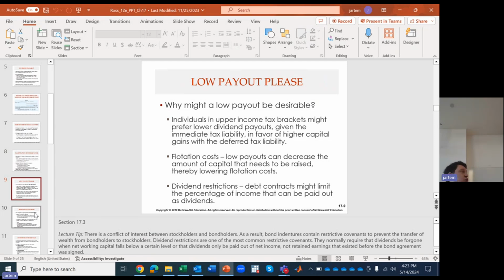Okay, so I don't know too much about the tax framework in China, but I know that in the United States, those taxes could really bite you. And so a lot of wealthy individuals would prefer to control when they take their gains from the firm.